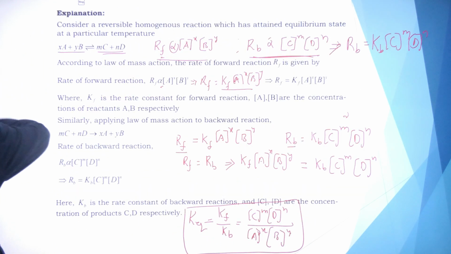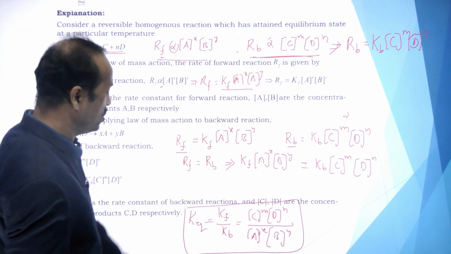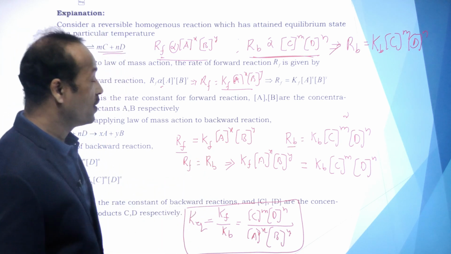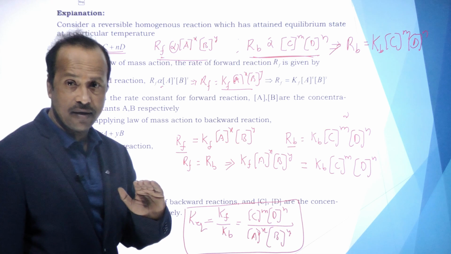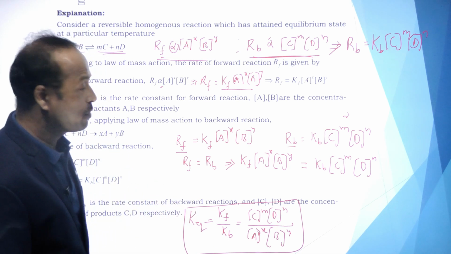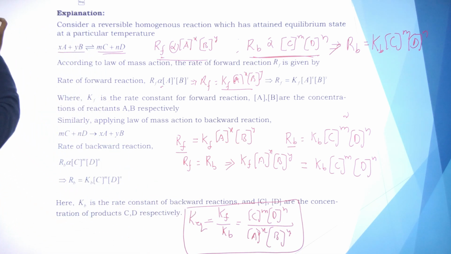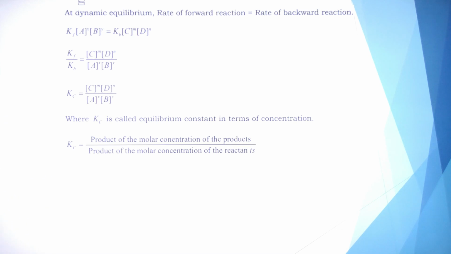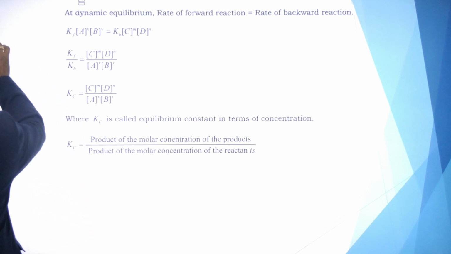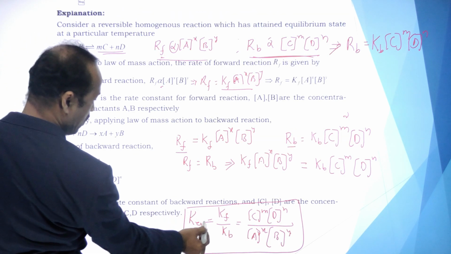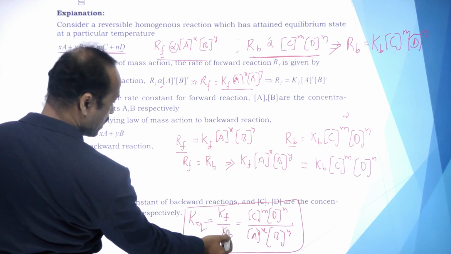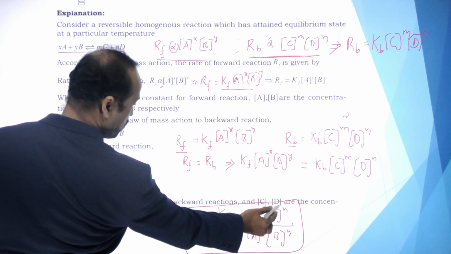So students, this expression is used when the reaction is at equilibrium. Now see the same reaction here, what I said: K equilibrium is equal to Kf by Kb, that is [C]^m [D]^n over [A]^x [B]^y, this one.